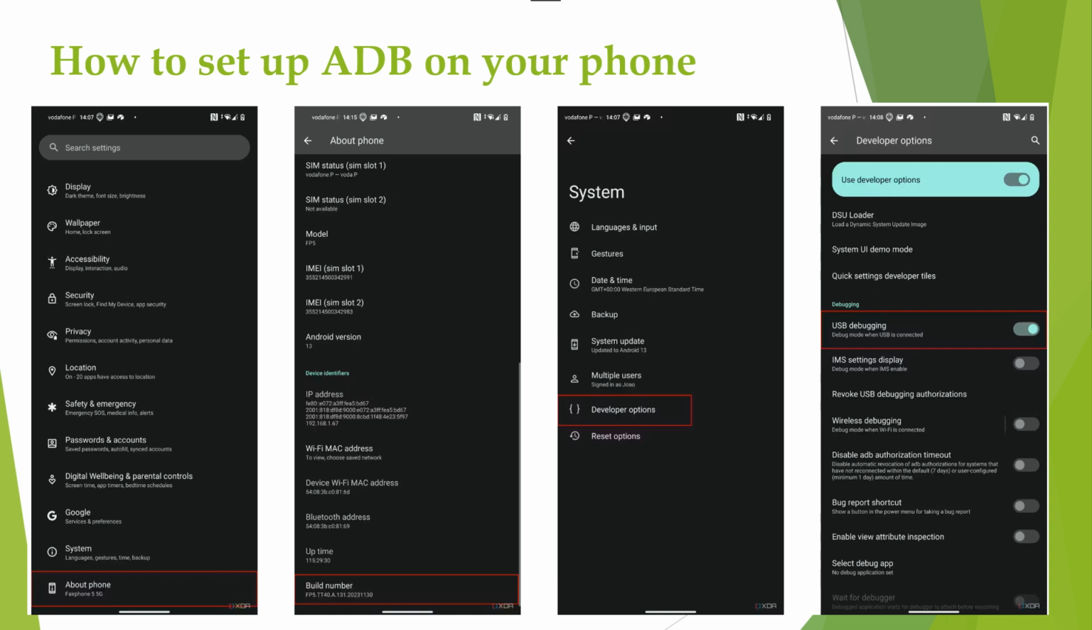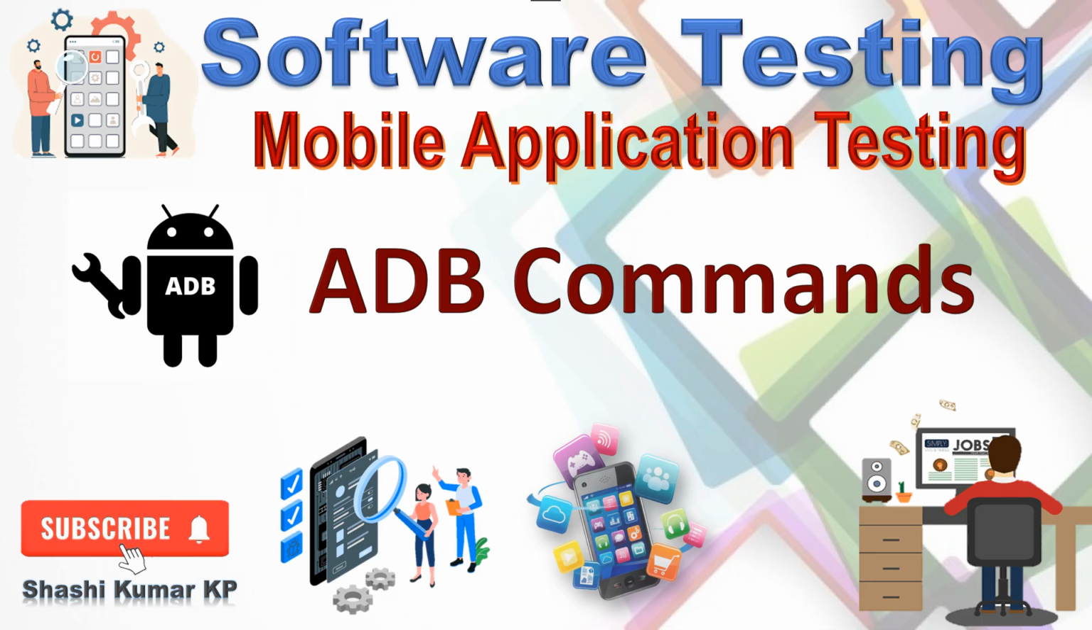Once you enable the USB debugging option, now you can just connect your mobile device to the computer using the USB cable, and then you are ready to run the ADB commands. Let us learn about how to run the ADB commands in our next video.